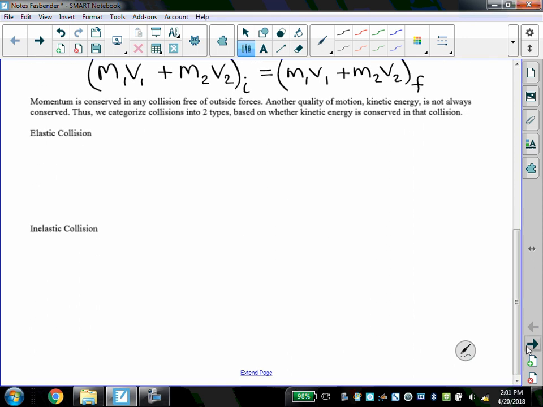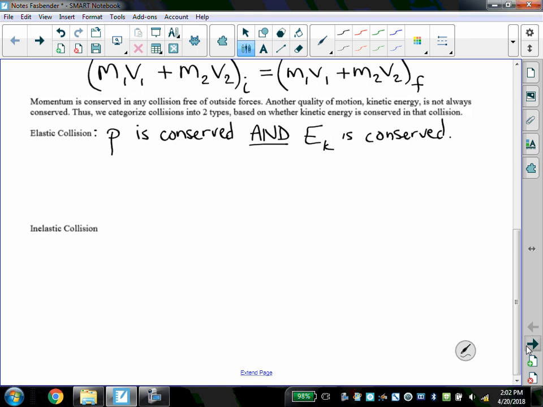Another quality of motion, though, that relates to mass and velocity is kinetic energy. And kinetic energy is not always conserved. So we can categorize collisions into two different categories based on whether or not that kinetic energy is conserved. The first one, we call an elastic collision. And for an elastic collision, momentum is conserved and kinetic energy is conserved. Okay, so that statement of conservation of momentum that we made above is going to be true.